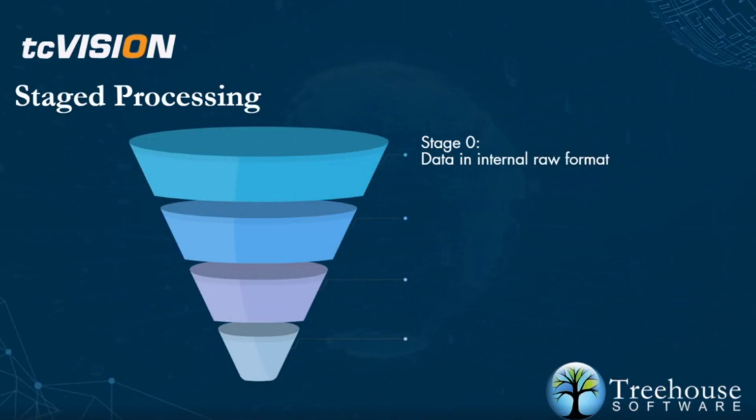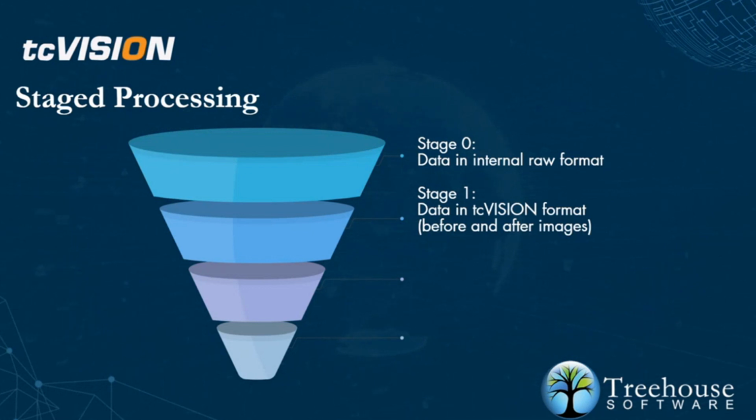Now, tcVISION does work in a staged process with the data. Programmers do this because they start with 0. Stage 0 is data in the internal raw format, that's coming off your either Oracle or your database, depending on which direction you're going.